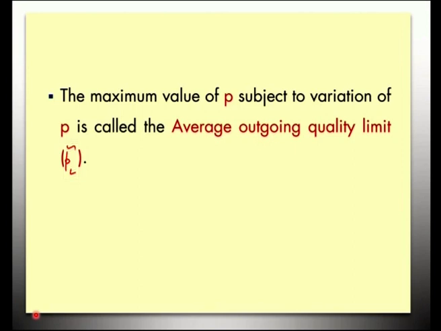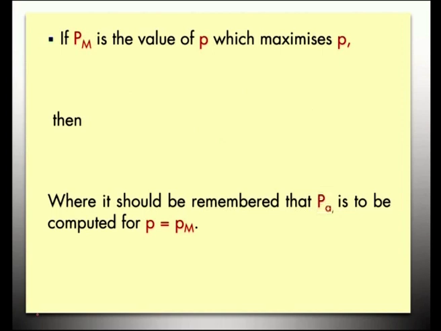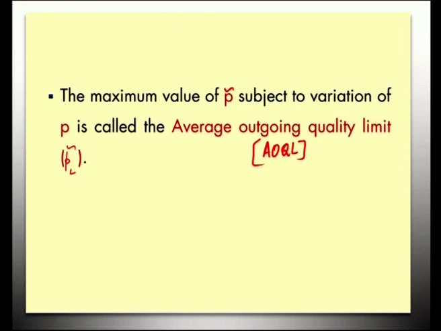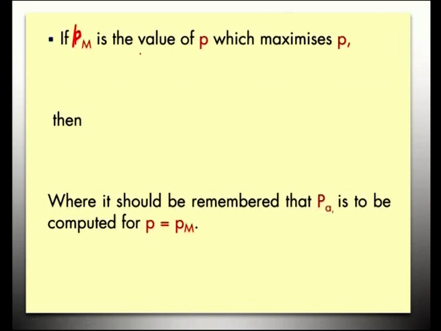It is represented as p L, and its short form is AOQL. And it is given by the formula. If p tilde is the maximum value of AOQ subject to the variation of p, and if Pm is the value of p which maximizes this p tilde, then we have p L, that is the average outgoing quality limit.